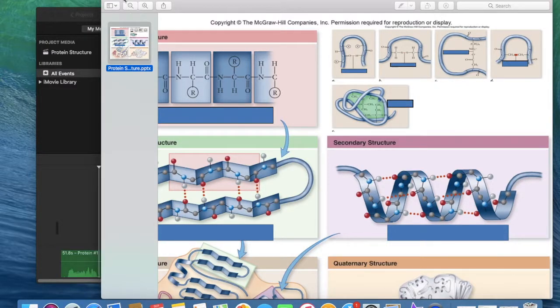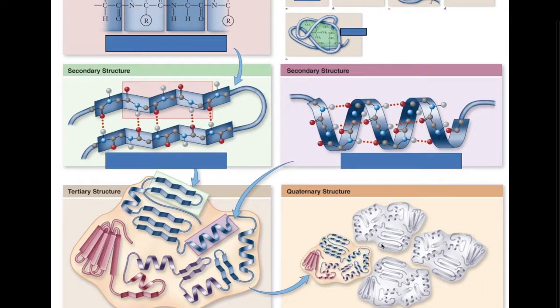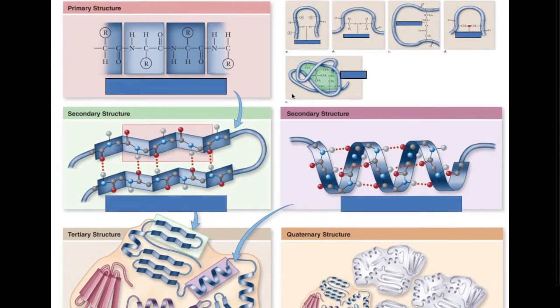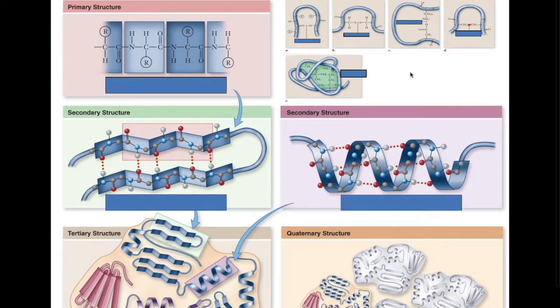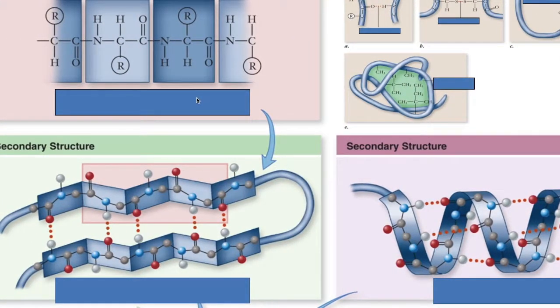Here are the different protein structures. We have the primary, secondary, tertiary, and quaternary. We also have, in the right corner up here, the different ways that the amino acid chains can bend depending on the types of bonds they form. So starting off with the primary, these are covalent peptide bonds.